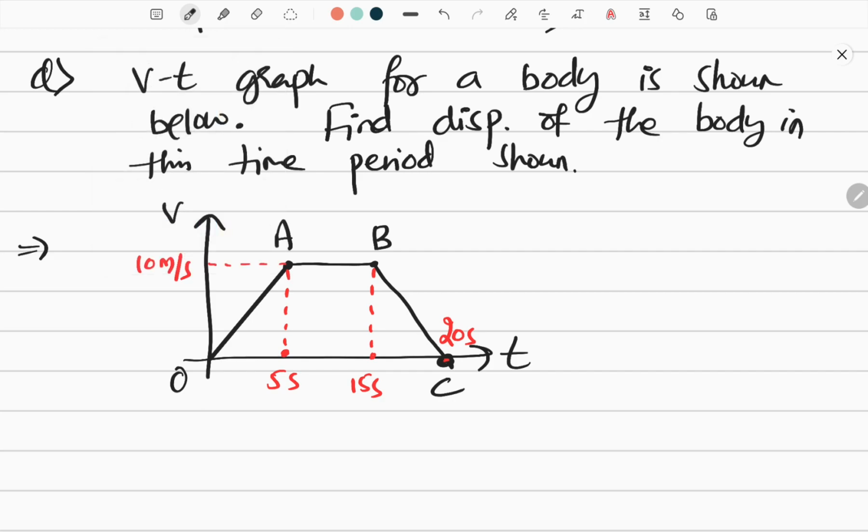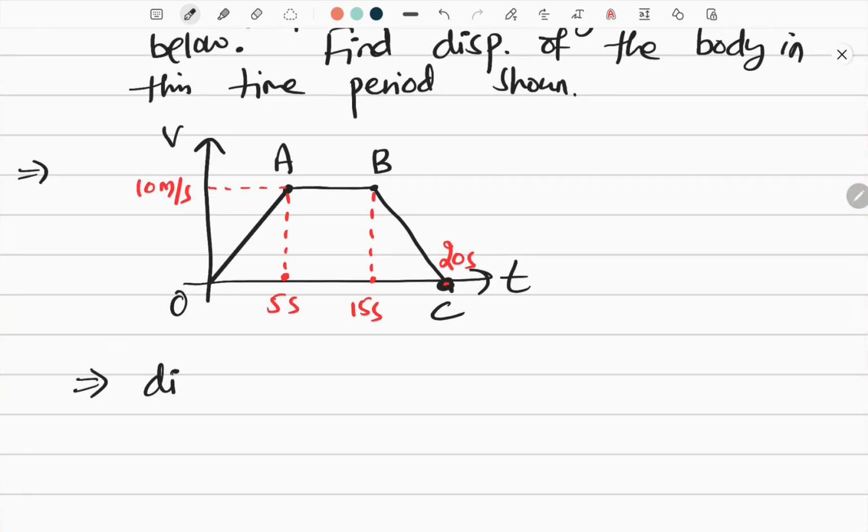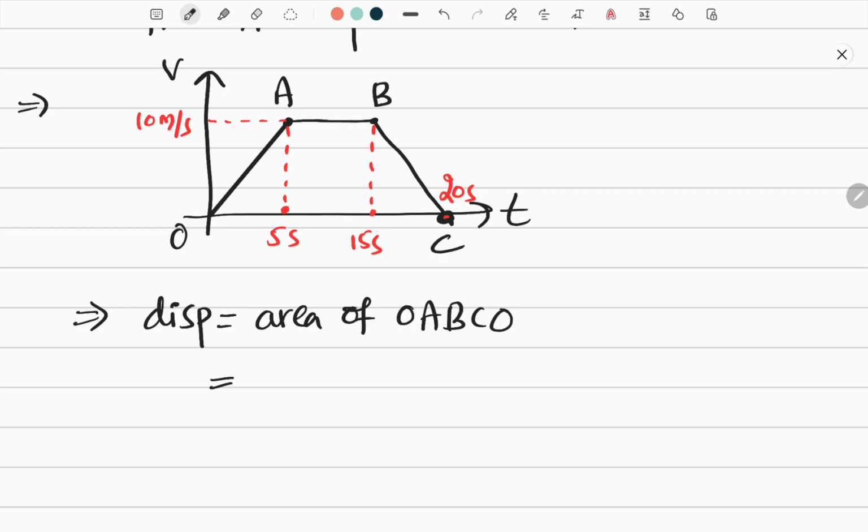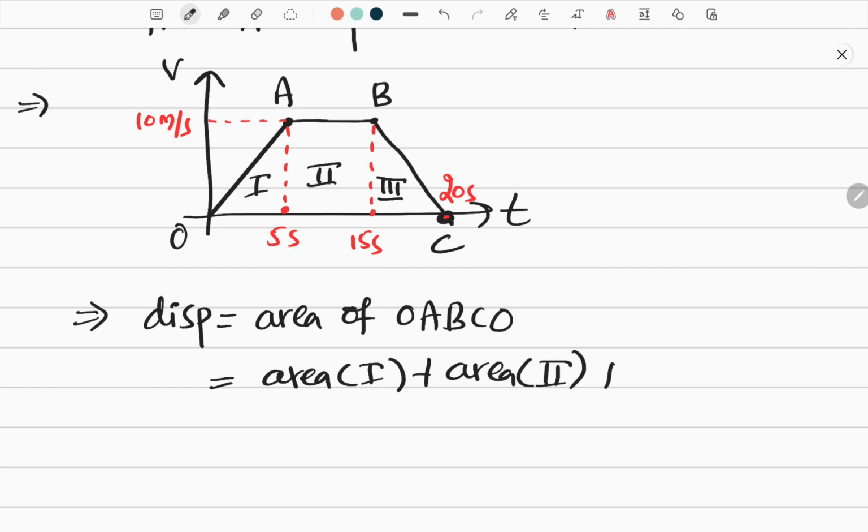We know that displacement is equal to the area under the v-t graph. What is this graph? O, A, B, C, then back to O. So I'll write area of O, A, B, C, O. Now I'm going to divide this into three parts. Already it is divided: this is the first part, this is the second part, and this is the third part. So area of first part plus area of second part plus area of third part. If I find all of them and add them, I get the area.